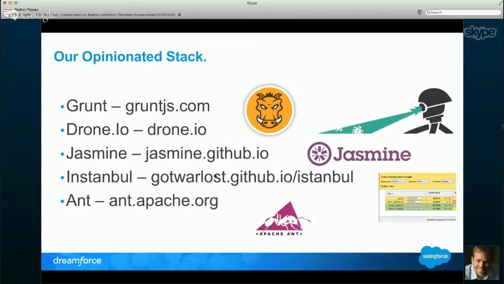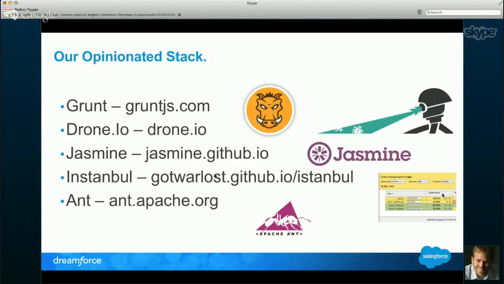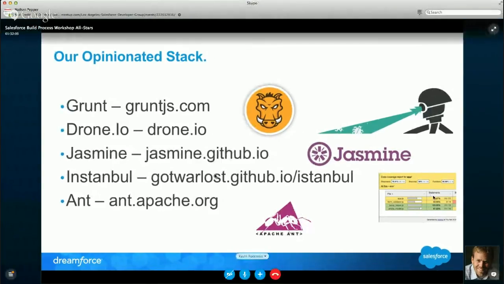Istanbul is a harder one to give an analogy to. Istanbul is just a formatter for the results of Jasmine. All it's going to do is make them pretty. If you look in the bottom right-hand corner of the slide, that yellow bar is what it outputs. It outputs HTML files. In production, I drop those HTML files into a static resource and deploy it to my org so I can see the code covered in JavaScript there. And like I said, ANT is very widely used in the Salesforce world.